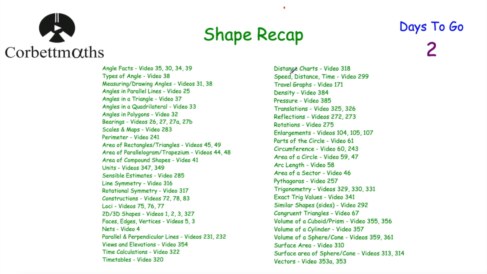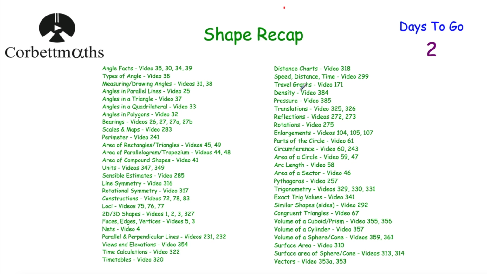Speed, distance, time, make sure that you know that speed is distance divided by time, that distance is equal to speed times time, and that time is equal to distance divided by speed. Travel graphs, you might need to work out the speed for particular parts of the journey. So remember the distance divided by time is your speed. Also, if it's a distance time graph and the graph is horizontal, that means the thing is stationary.